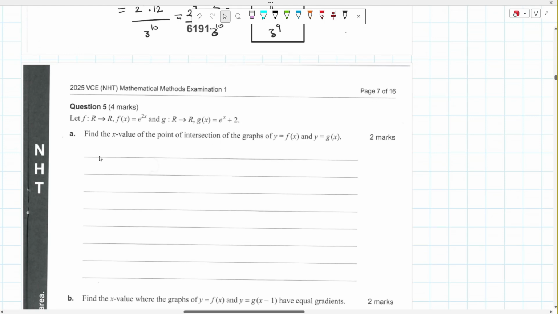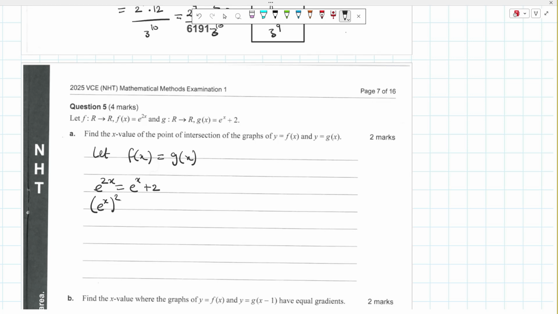So f of x is equal to e to the power of 2x, and g of x is equal to e to the power of x plus 2. Okay, find the x value of the point of intersection of the graph of f of x and g of x. Brilliant. Let's do let f of x equal g of x. So we get e to the 2x is equal to e to the x plus 2. Now it's very important here to recognize that e to the 2x is really just e to the x squared.